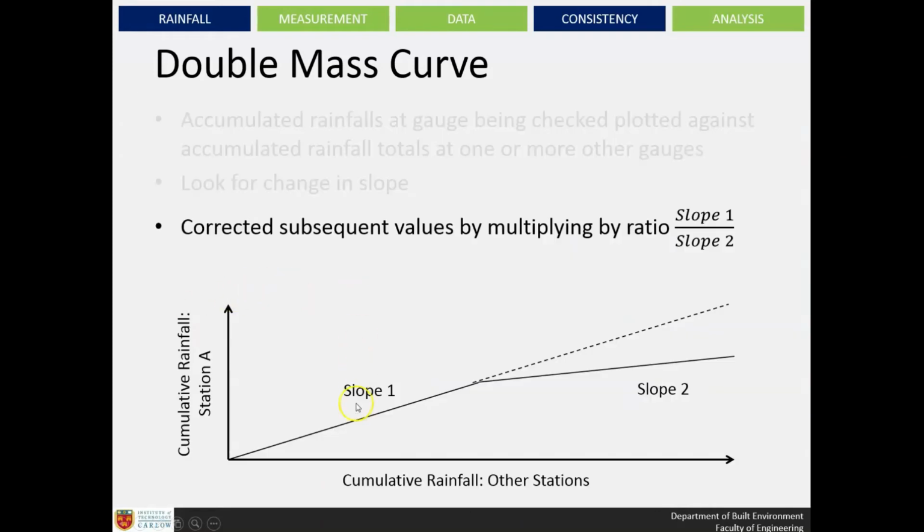How you correct for it: say, as an example, if you had an overshadowing event, from slope 2 it's being overshadowed. If you multiply the data by the ratio of the slopes, you'll correct the data up to the dotted line. So you can retrospectively correct data. Now, that's assuming that there's a single event. If it's more gradual, it's a little bit more difficult to correct.